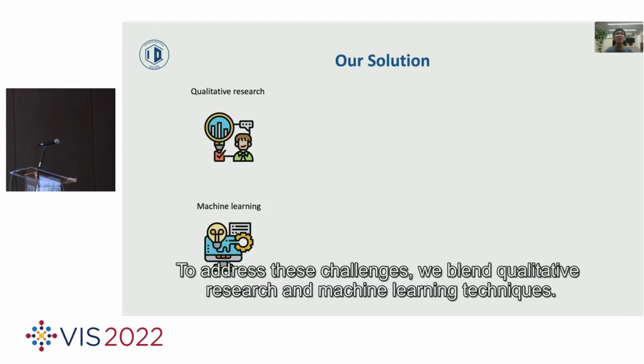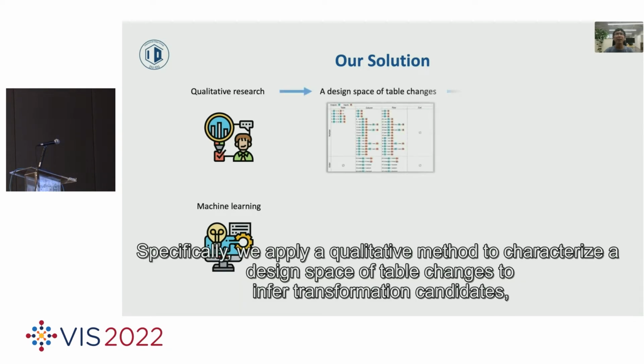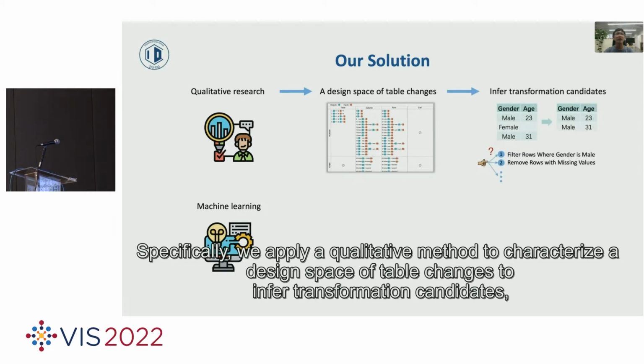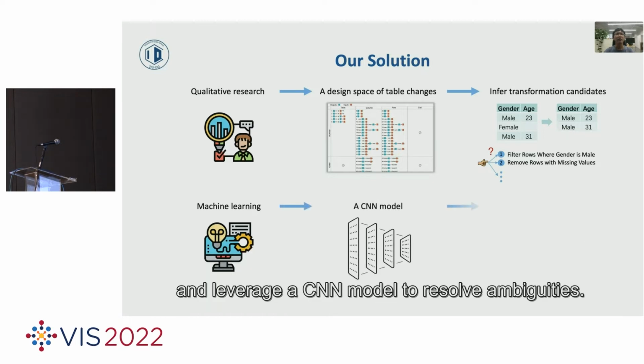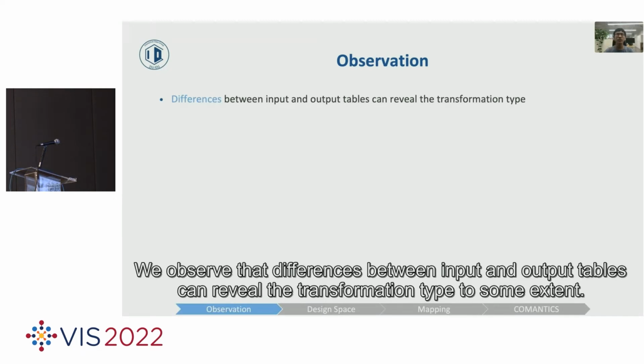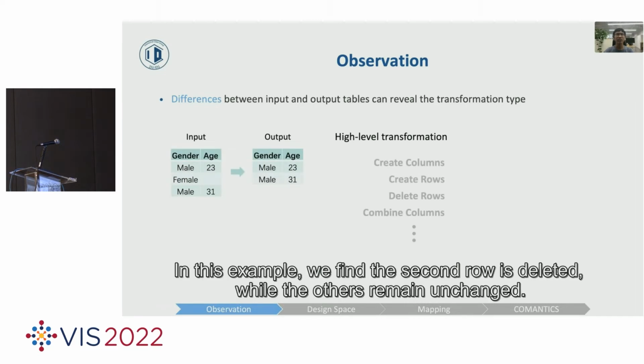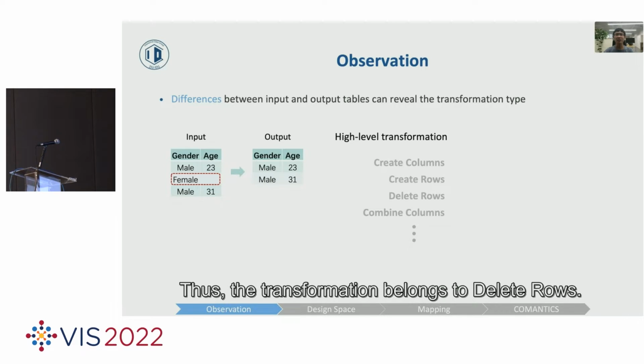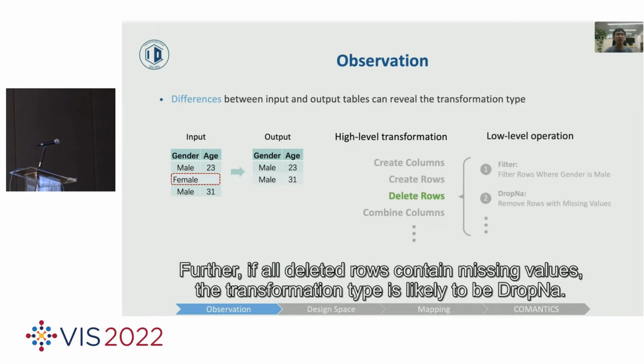To address those challenges, we balance qualitative research and machine learning techniques. Specifically, we apply a qualitative method to characterize a design space of table changes to infer transformation candidates, and leverage a CNN model to resolve ambiguities. We observe that differences between input and output tables can reveal the transformation type to some extent. In this example, we found the second row is deleted, while the others remain unchanged. Thus, the transformation belongs to delete rows. Further, if all deleted rows contain missing values, the transformation type is likely to be drop NA.